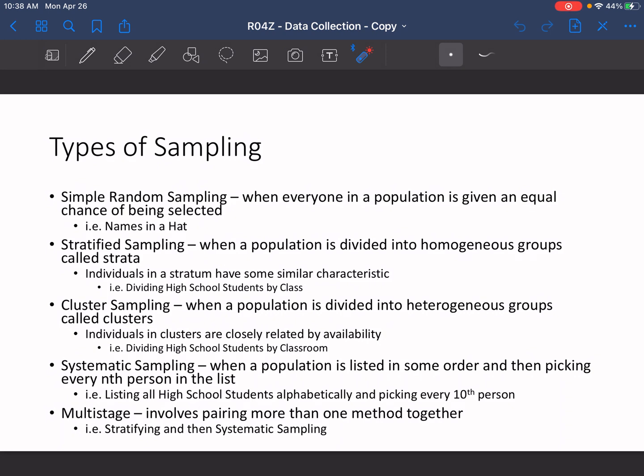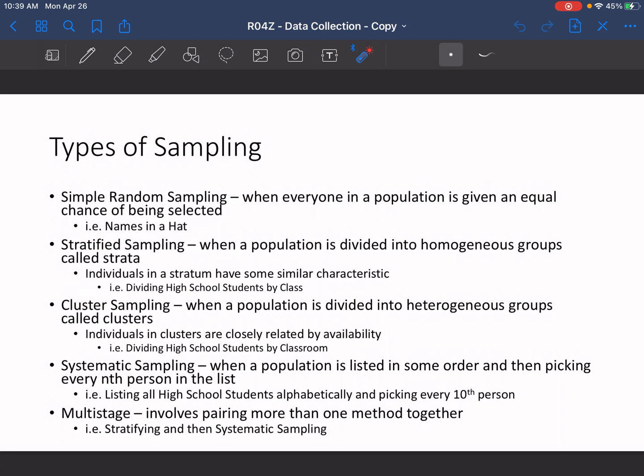strata. And when we think about stratified sampling, we think about dividing high school students by class, so by freshman, sophomore, junior, and senior. Those classes would be the strata, essentially. And so individuals in a stratum have some sort of similar characteristic. In all of those strata, all of those students share the same class, basically, and so they have that similar characteristic, and that's what basically defines stratified sampling.